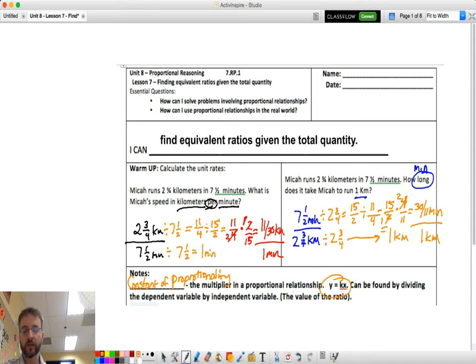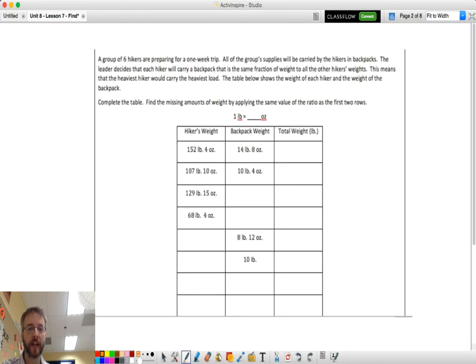Circle this equation, though, so you remember the formula to write an equation for a proportional relationship is found by dividing the dependent variable by the independent variable. That gives us the value of the ratio. So let's look at an actual problem. A group of 6 hikers are preparing for a 1-week trip. All the group's supplies will be carried by the hikers in backpacks. The leader decides that each hiker will carry a backpack that is the same fraction of weight to all the other hikers' weights. This means that the heaviest hiker would carry the heaviest load.